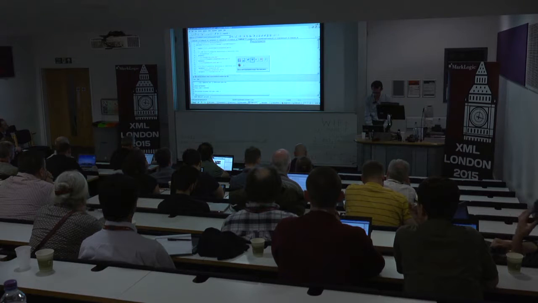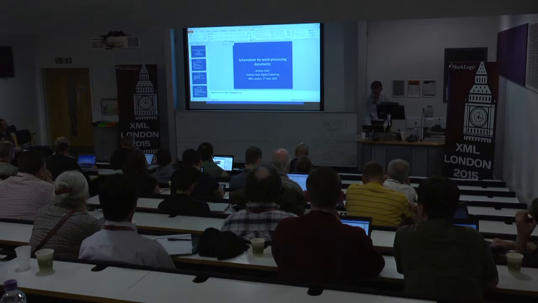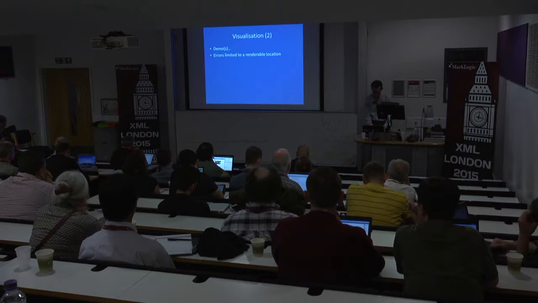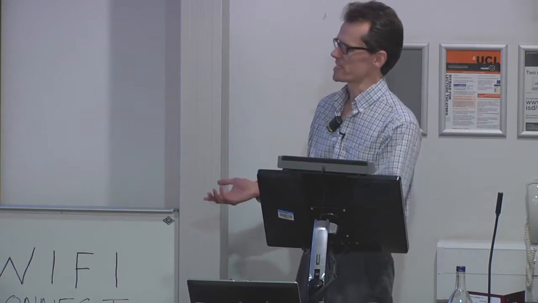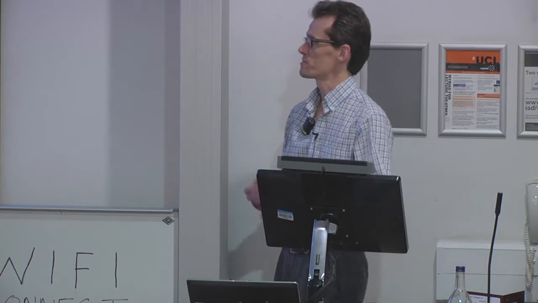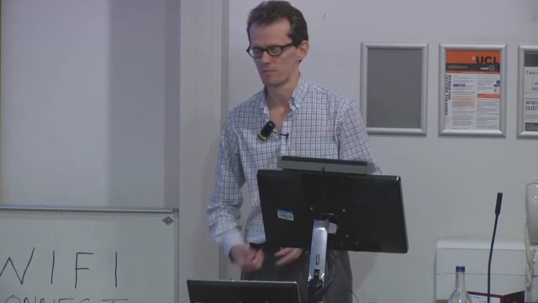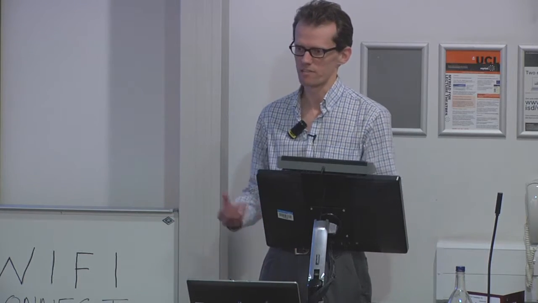So if I skip back to the presentation. A limitation, of course, of presenting the errors in that way is they're limited to a renderable location. So if you're looking for something that's missing from the file completely, then you have to hang the error off something, and the usual approach, the one I use, is just to stick it on the first visible thing in the file. In that case, it might be the article title.